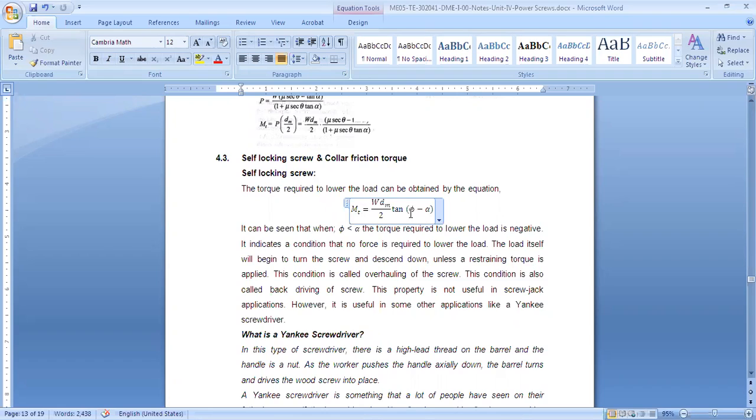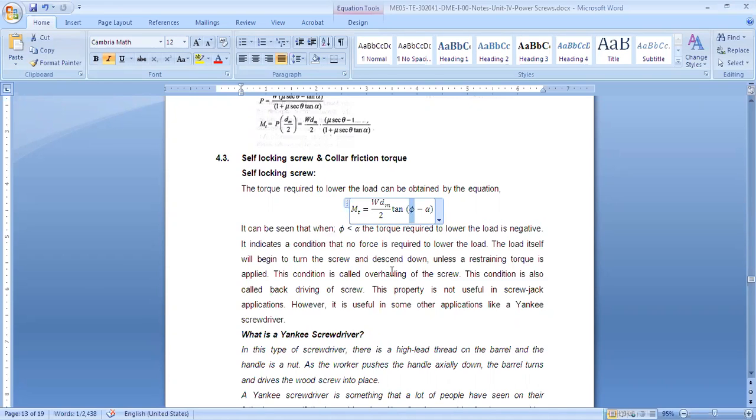Means for this screw, what is the property? Phi is greater than alpha. Alpha is the helix angle, phi is the angle of friction. So the angle of friction should be greater than alpha. What is the angle of friction? It is basically related to the friction, so your friction should be more. If your friction is less than a certain limit, then this phi will be less, and if your helix angle becomes more than that, this equation becomes negative, and the screw will be overhauling. It will not be a self-locking screw.